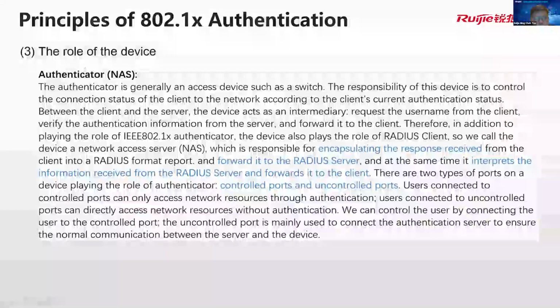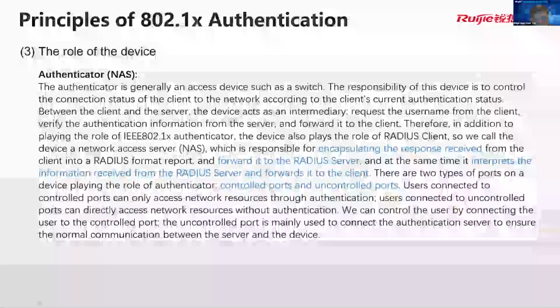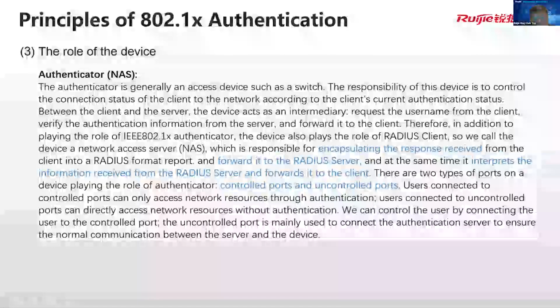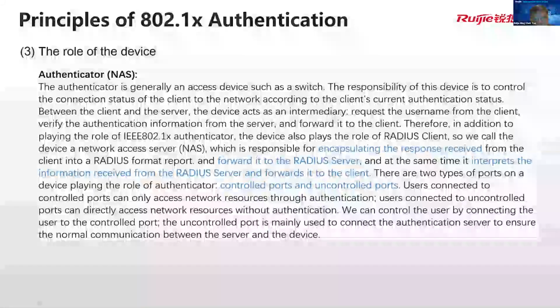So this is the definition. Normally it will be the NAS, the network access server. It will encapsulate all the responses received from the client, and then send them to the Radius server to do all the processing. Then from there they will return either a controlled or an uncontrolled port. This is the function of the authenticator role.